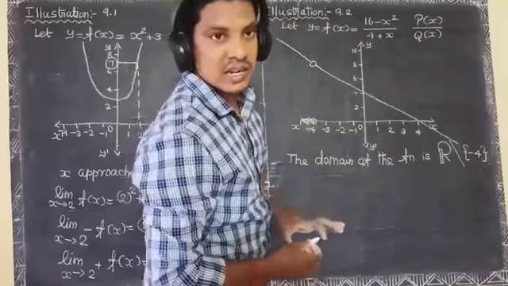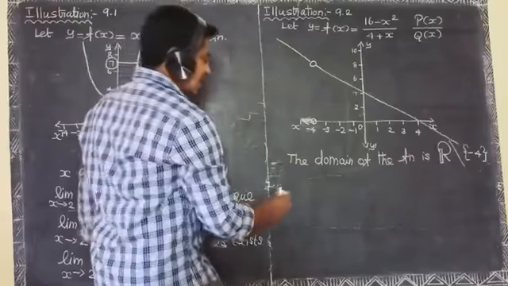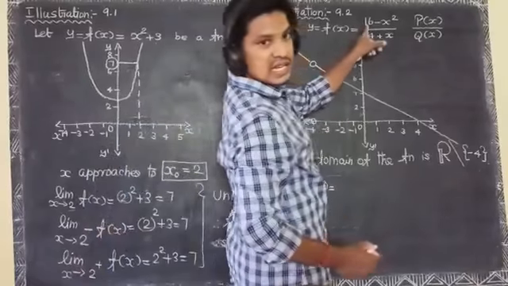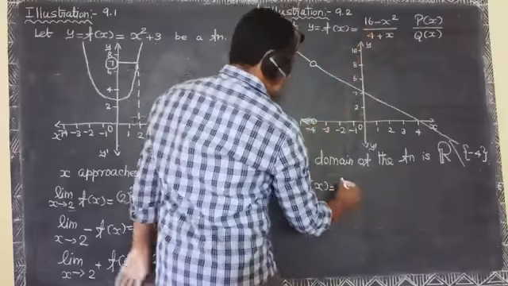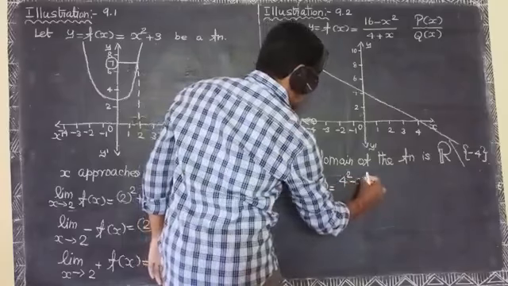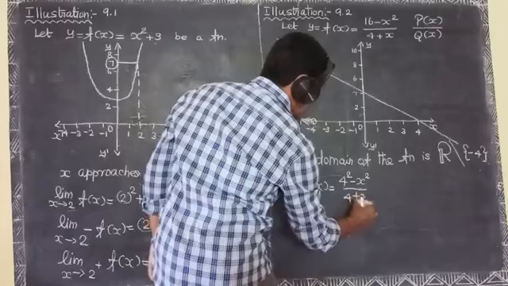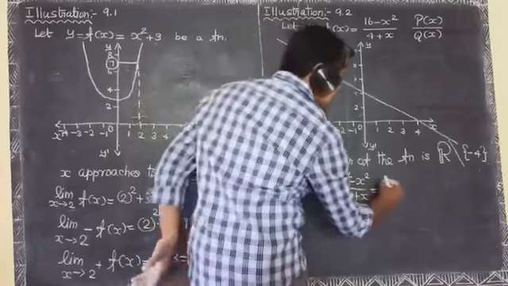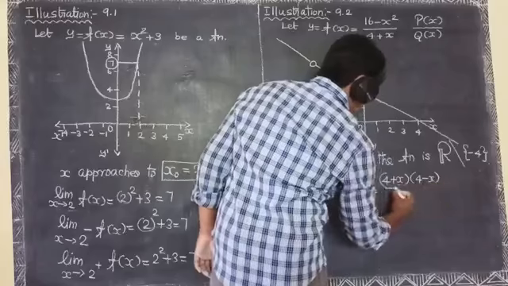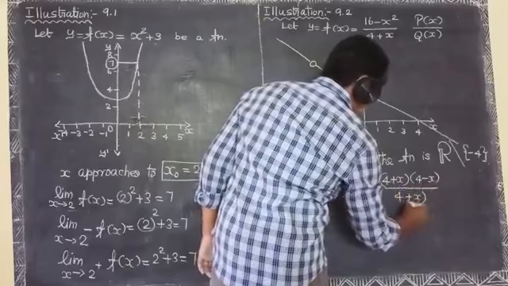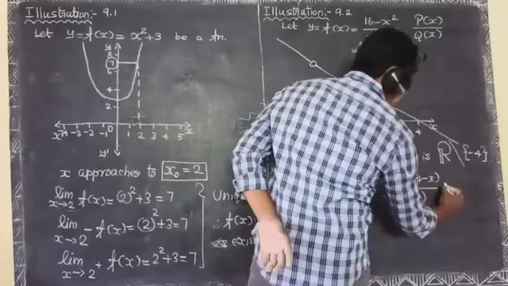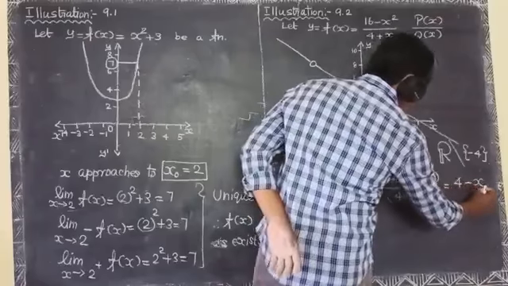Now simplify the given function f of x. Here 16 can be written as 4 square, so 4 square minus x square divided by 4 plus x, which can be written as 4 plus x into 4 minus x divided by 4 plus x. Here the 4 plus x factors are cancelled, and the remaining result is 4 minus x.